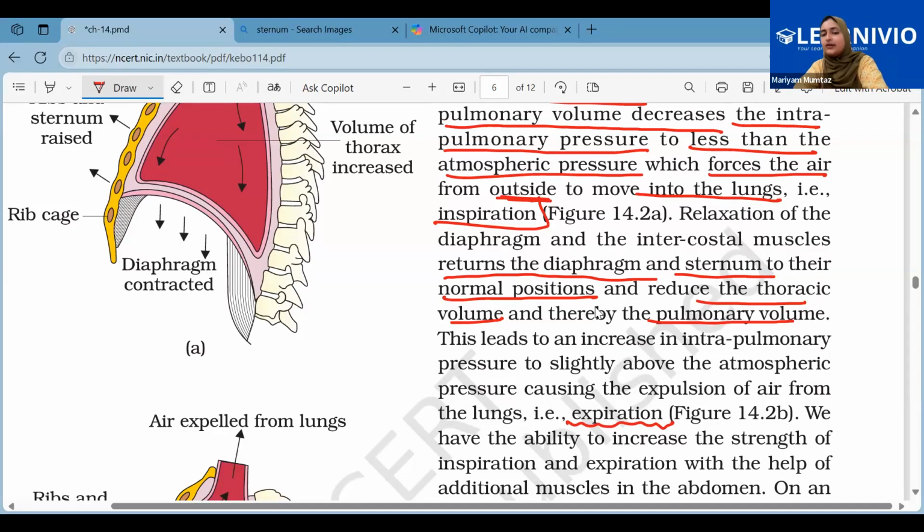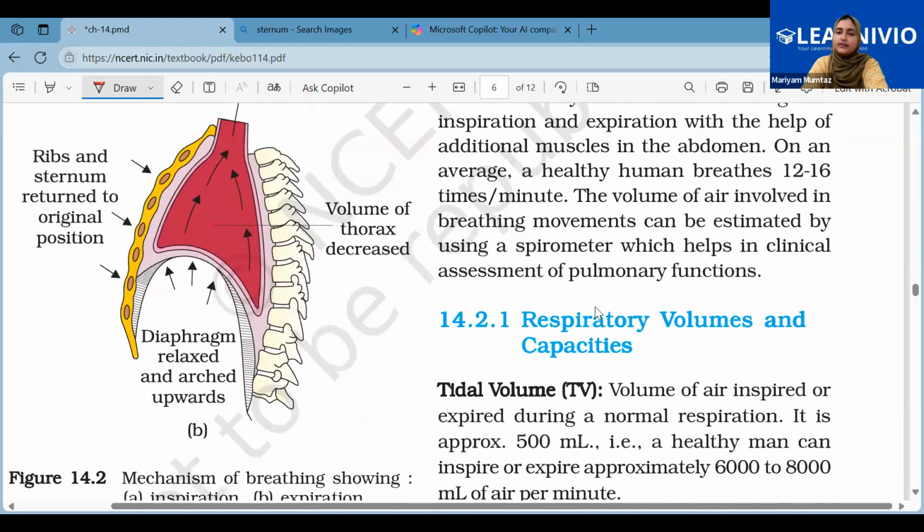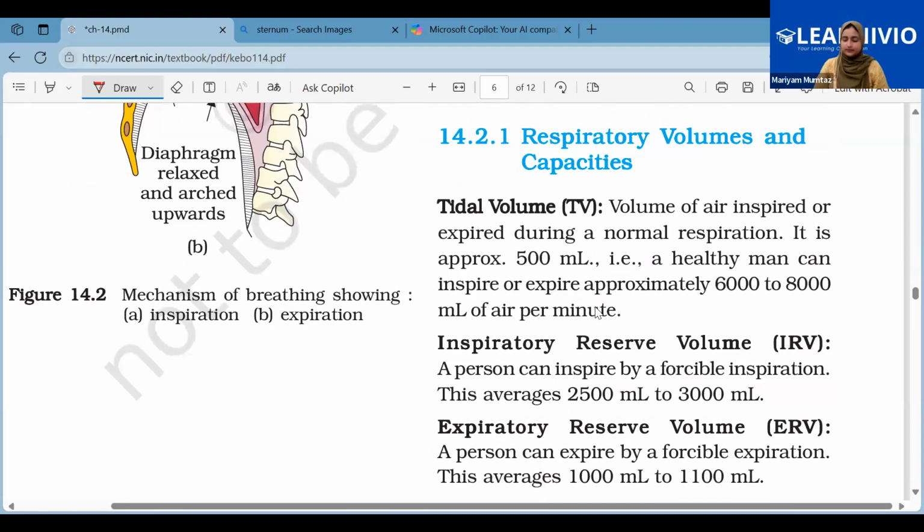So you people tell me now what happens during breathing in. Firstly, what happens? The air gets particles removed, humidified and everything, and then it goes to the lungs. No, I'm not asking about the conduction. I'm asking about the inspiration, how inspiration happens. Tell me whatever you've understood.